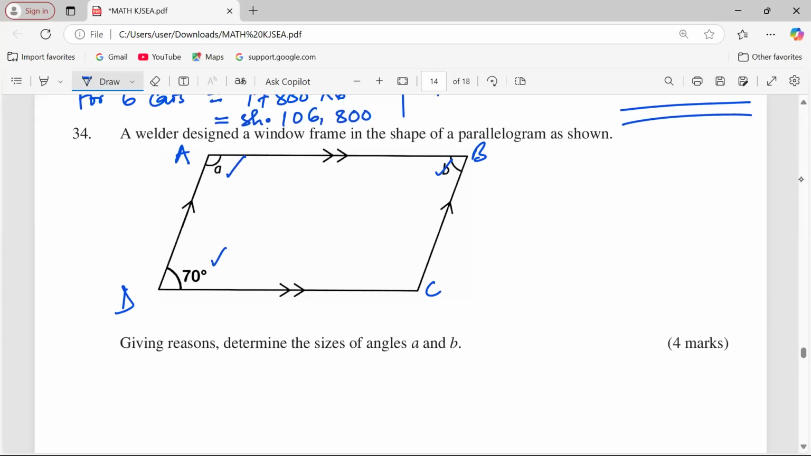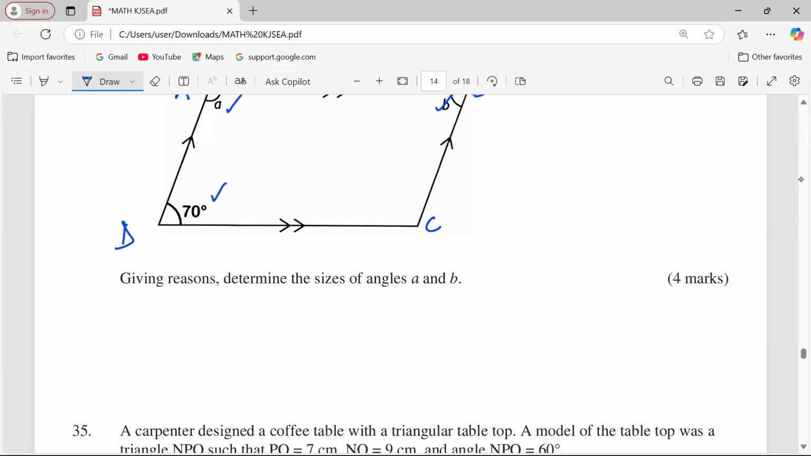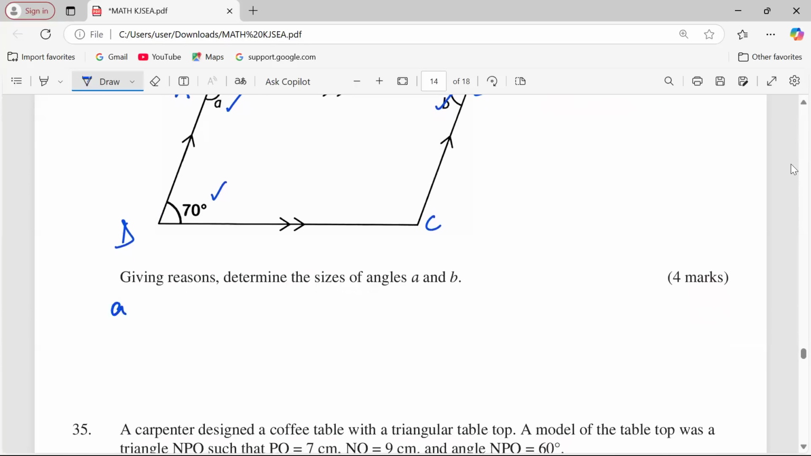So for us to get angle A, we are talking of the angle 70 and A. They are called co-interior angles. Co-interior angles are usually supplementary. They add up to 180. Therefore, for us to get angle A, we need 180 minus 70, and this will give us 110. The reason is supplementary angles.